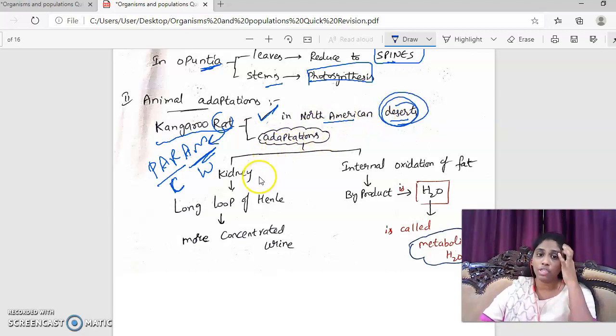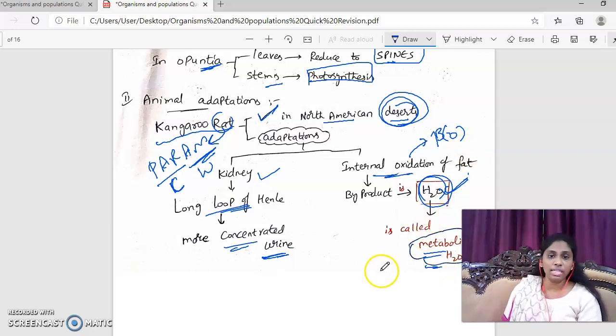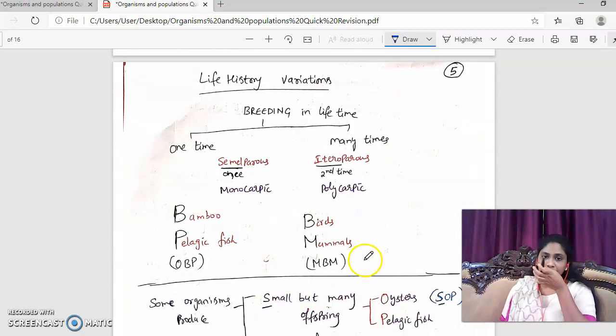It has two adaptations. Number one, kidney. The kidney has very long loop of Henle. The longer the loop of Henle, the more concentrated is the urine. And kangaroo rat also exhibits internal oxidation of fat. This oxidation is also called beta oxidation. As fat is being oxidized, the byproduct is water. It means this kangaroo rat is making this water, so this water is called metabolic water. This is how it has its own water. Though it doesn't have water to drink, it can make its water. Now life history variations. Let's see this.